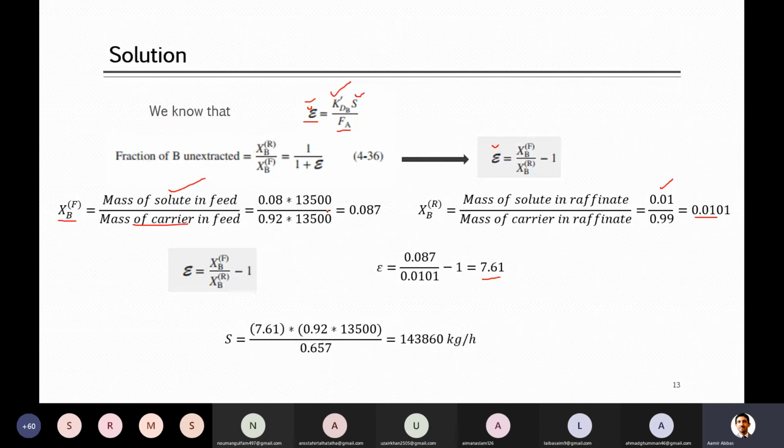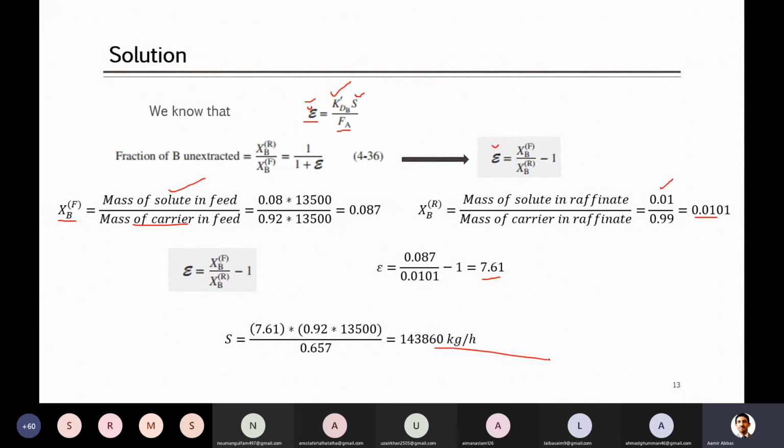So S will be equal to something like this: 7.61, which is the value of epsilon, multiplied by the flow rate of component A, which was 92% of the feed, and divided by this KD. So we will get the flow rate of the solvent.